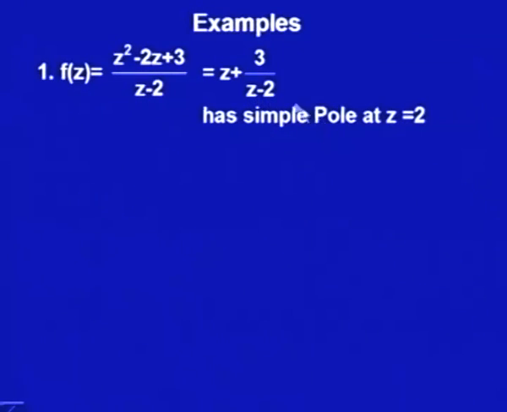This has a simple pole at z equal to 2, because the principal part contains only a single term. So it is a pole at 2, and that is a simple pole because it is of the first order. Let us do some more examples.